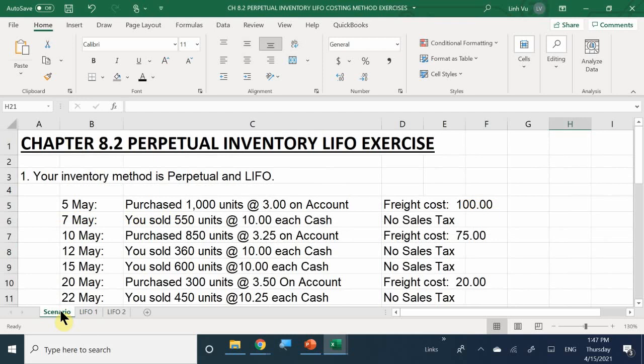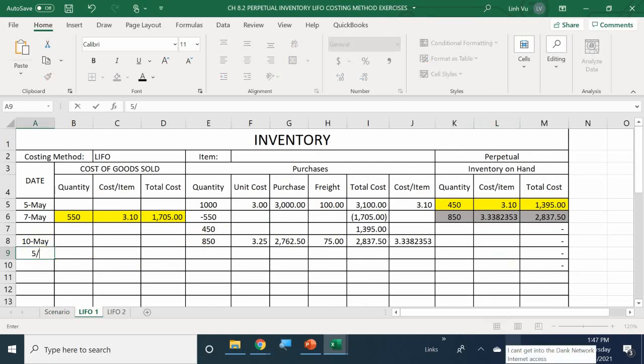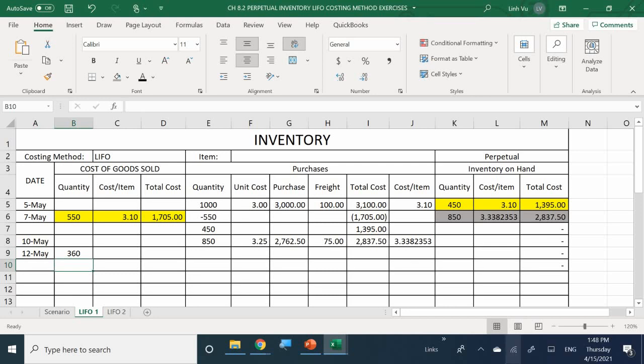All right, so then what has happened on May 12th? We sold 360. So let's find my table. May 12th, and we sold 360. Now, let's take a look at our batches. We're doing LIFO. So which one are we going to be taking out from? The last one, the gray batch, right?